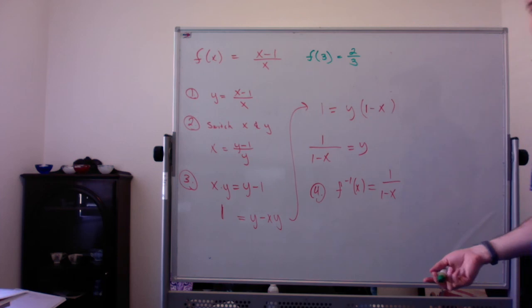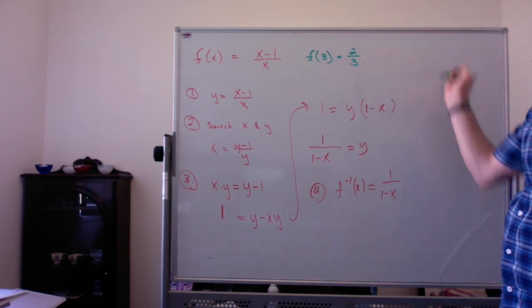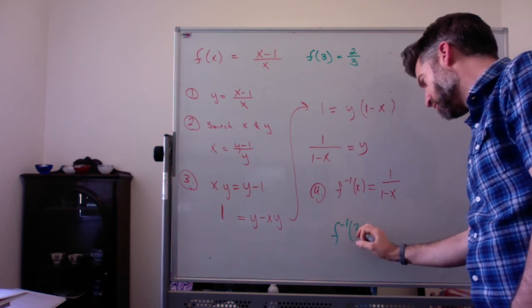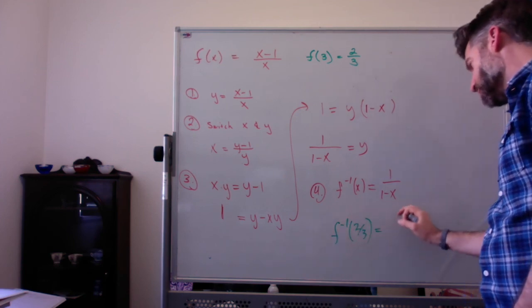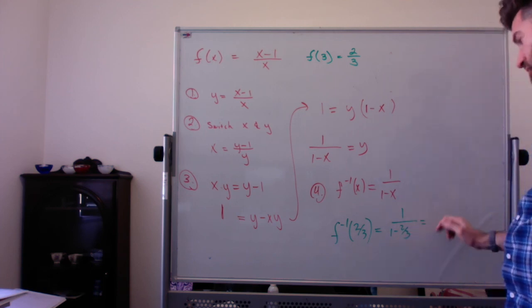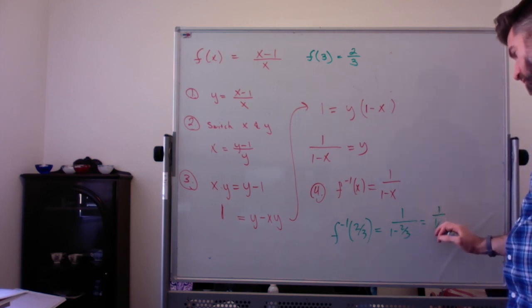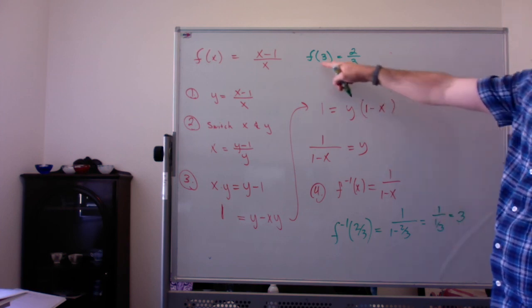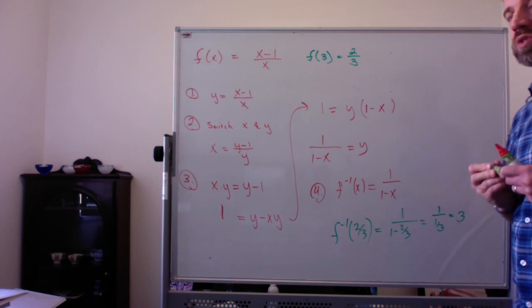The inverse function should take whatever you got for the output and spit back out the input. So it should be true that f inverse of 2/3 is 1 over 1 minus 2/3. 1 minus 2/3 is 1/3, and 1 divided by 1/3 is 1 times 3, which is 3. Oh yeah, it got me back to where I started. Inverse functions always do this.